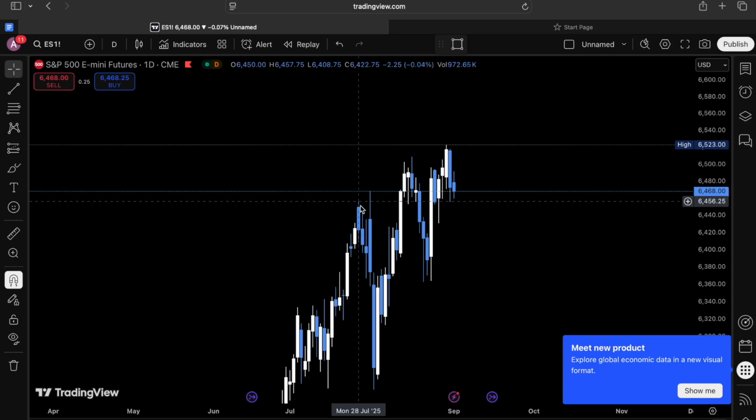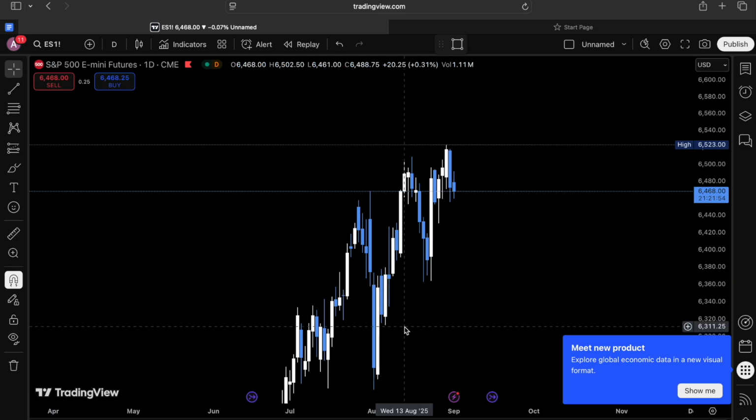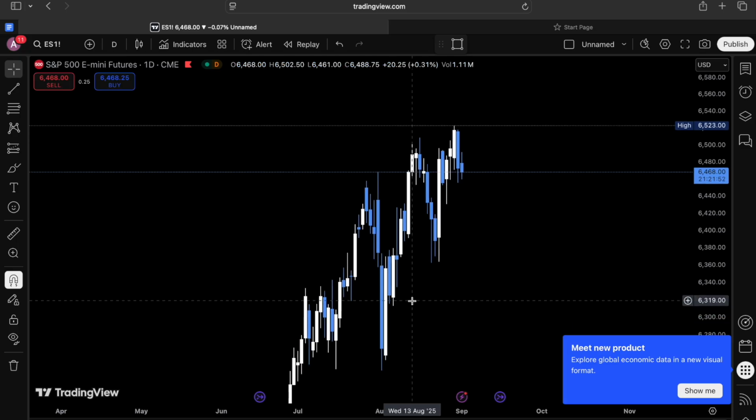Right here. What happens? We go ahead, we wick it, price reacts to the downside. Guys, it's that simple. Again, I'm putting it in black and white for you guys just so it makes sense. Obviously, when you get into the markets, it's not that easy to see.